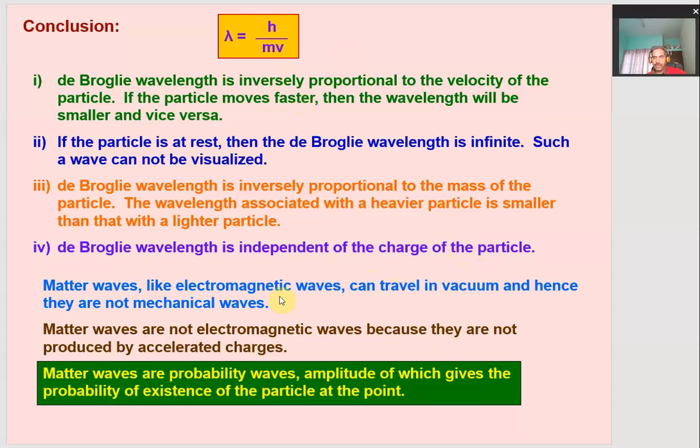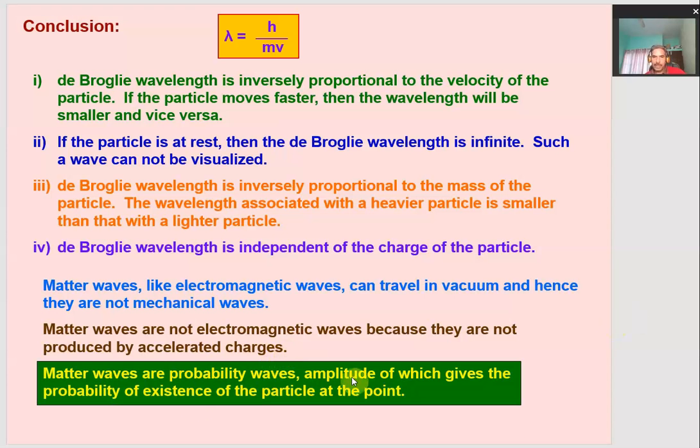There are two more important facts regarding these de Broglie waves or matter waves, which are necessary to keep in mind. The first thing is that matter waves are not mechanical waves. They can travel in vacuum just like electromagnetic waves, but matter waves are not electromagnetic waves in nature, because they are not produced by accelerated charged particles. So these points must be remembered.